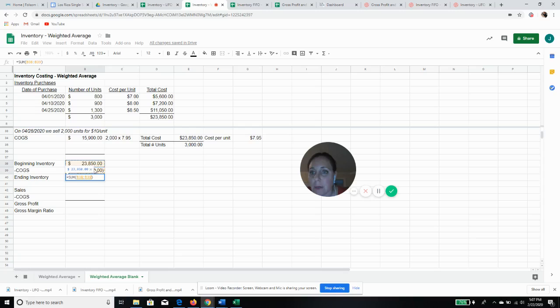Because if you think about it, $23,850 is the total amount we could have sold. That's our cost of goods available. We did sell $15,900 worth of inventory, and then the ending inventory is whatever we didn't sell. It's what's left over, okay?